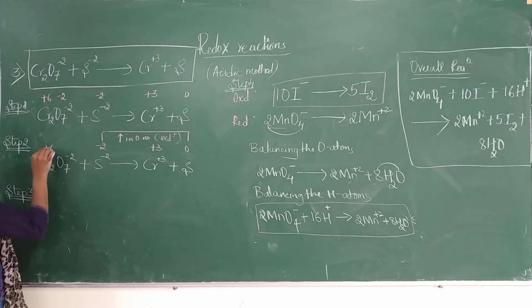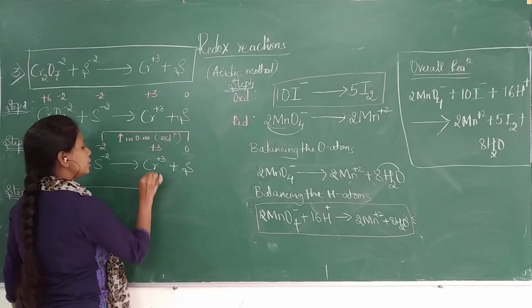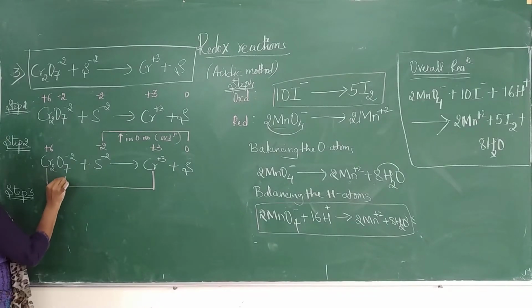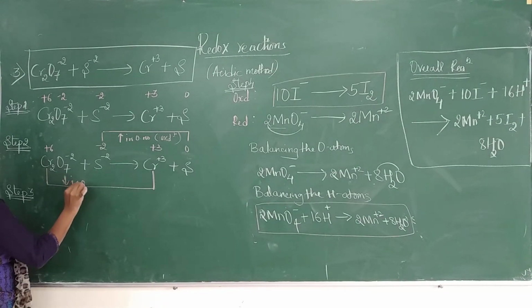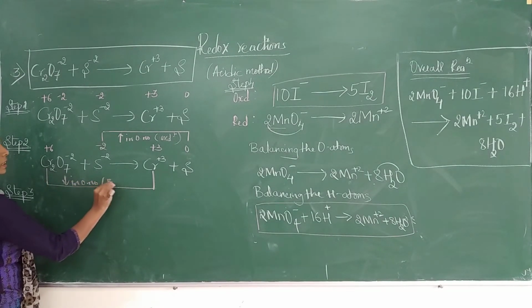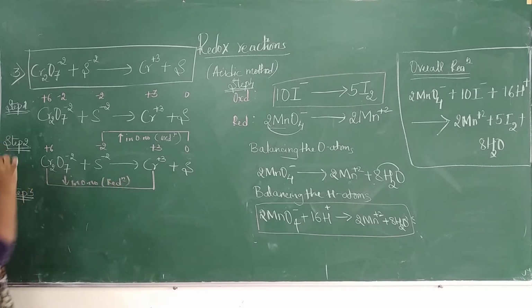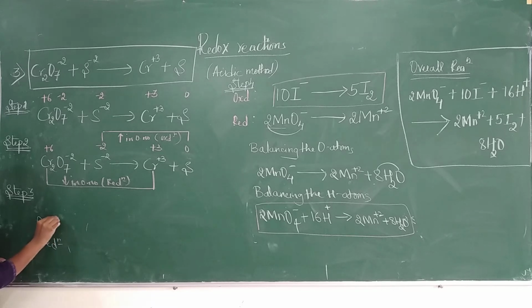Chromium, which is +6, has now changed to +3. So there is a decrease in oxidation number. It is a reduction. Clear? By writing the oxidation numbers, we have found where there is an oxidation and where there is a reduction. Now in the third step, we are going to split the equation into an oxidation half reaction and a reduction half reaction.